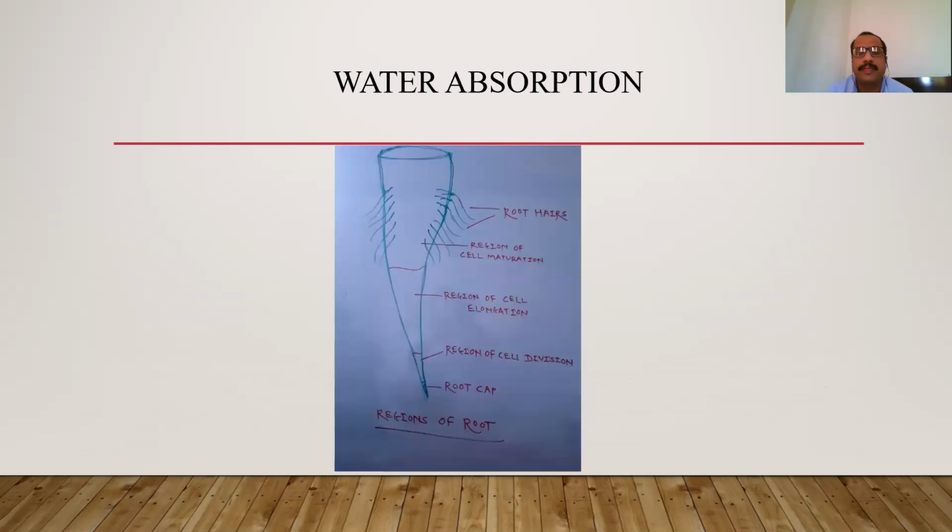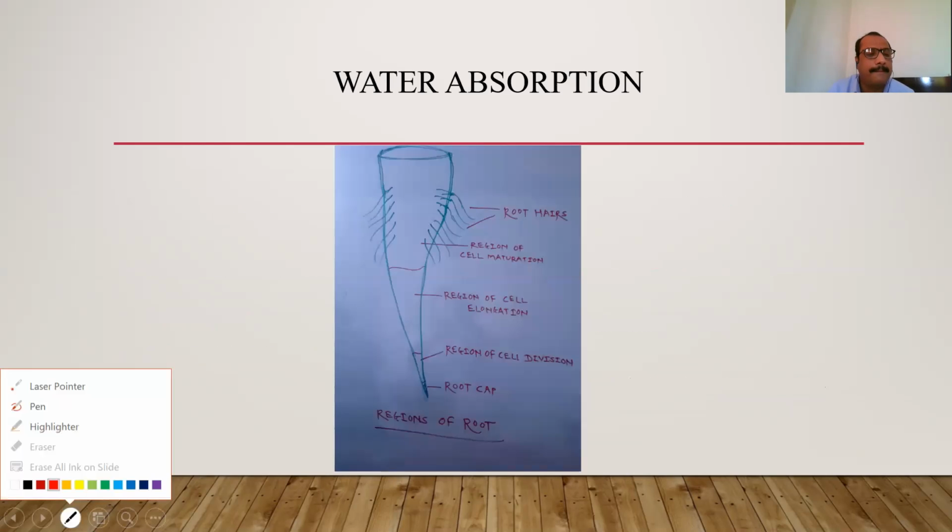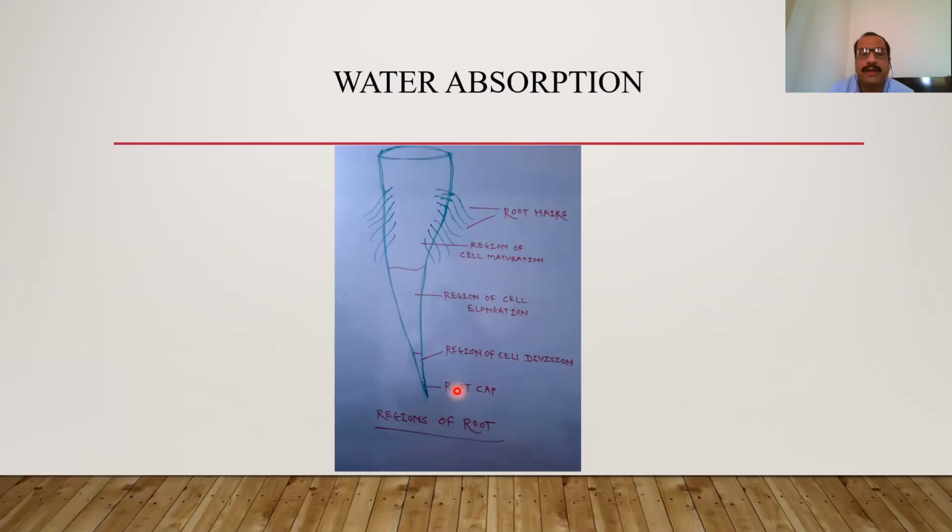So you can see here, let me show you. See here, at the very tip there is root cap, followed by region of cell division, region of cell elongation, region of cell differentiation or maturation. And this region consists of many root hairs, unicellular extended structures, and these root hairs are responsible for water absorption. So this region of cell maturation or region of differentiation is also called as region of root hairs, which is directly involved in the process of water absorption.